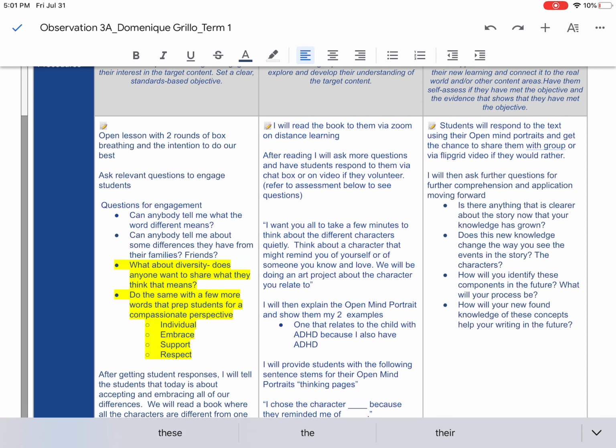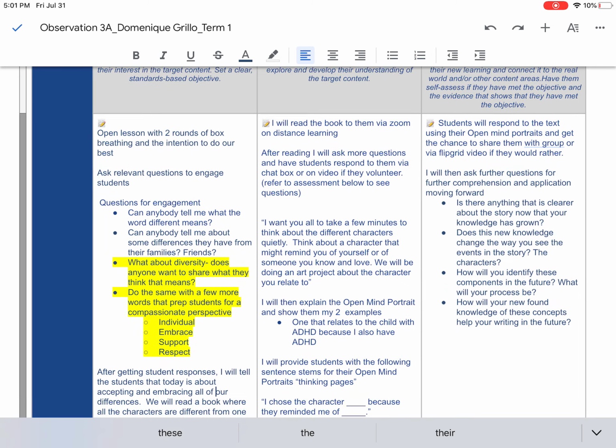So I open the lesson with 2 rounds of box breathing and the intention to do our best. Box breathing is in for 4, hold for 4, out for 4, hold for 4. Breathe in for 4, hold for 4, then breathe out for 4, hold for 4. So it's like a little box. I just did 2 rounds there. Hopefully I didn't lose you.